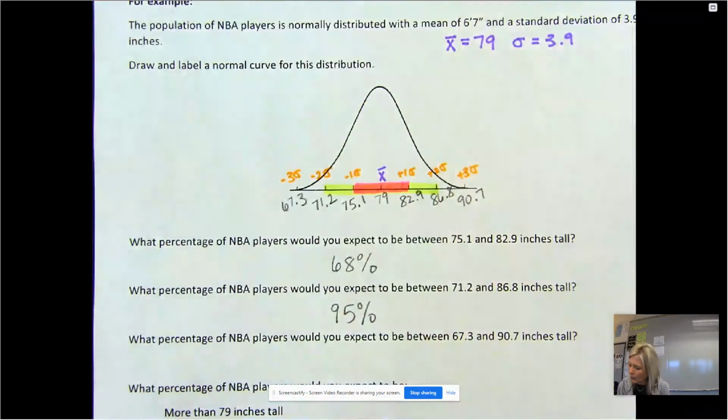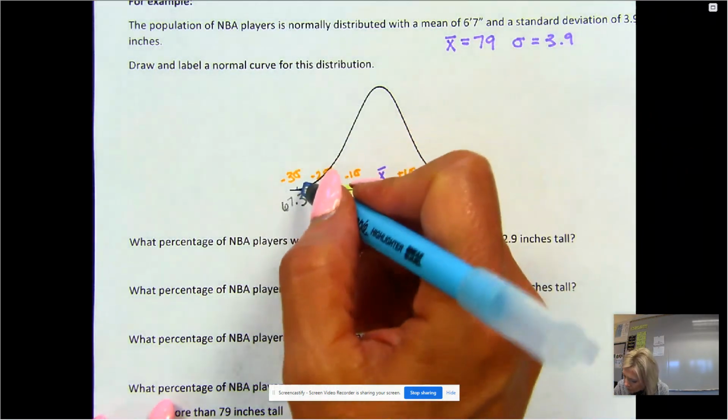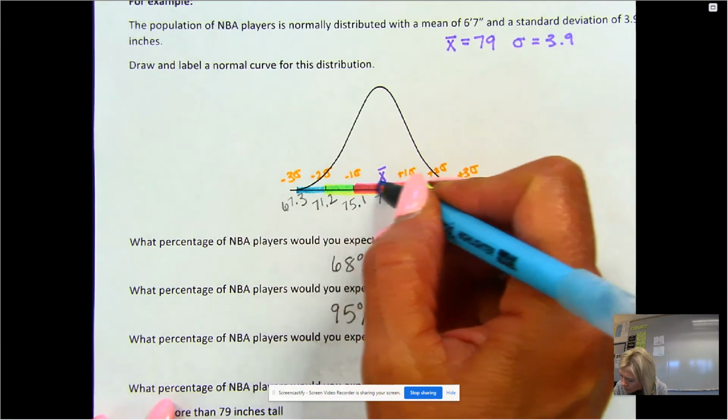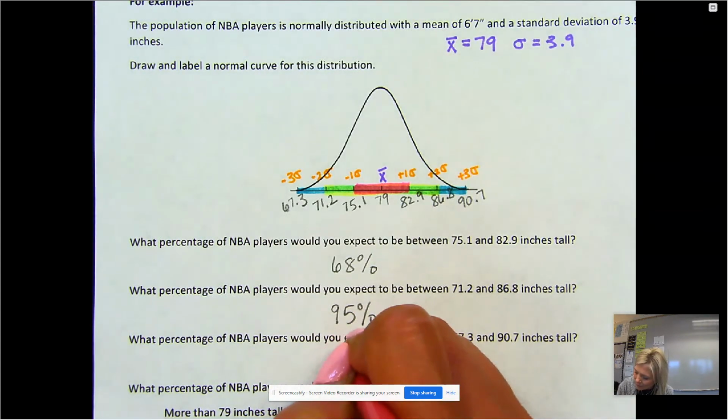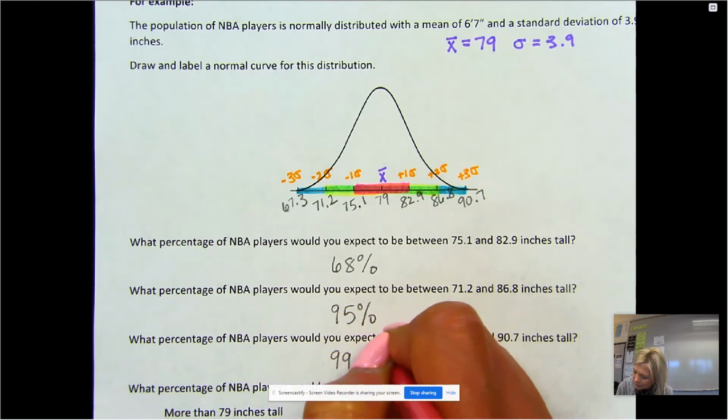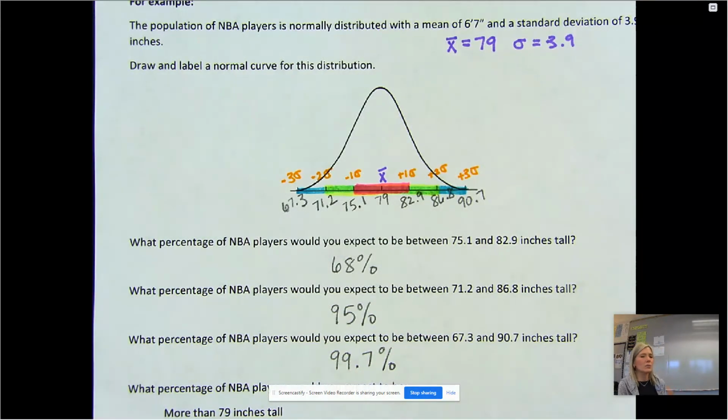And then finally, between 67.3 and 90.7. That's from -3 standard deviations all the way up to +3 standard deviations. And so that is 99.7%. Okay, so those are just really basic. That's how you use the empirical rule. The rest of the questions are a tiny bit more complicated.